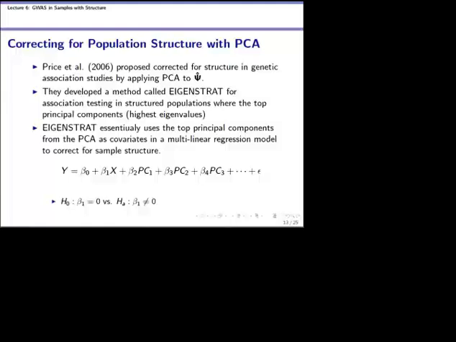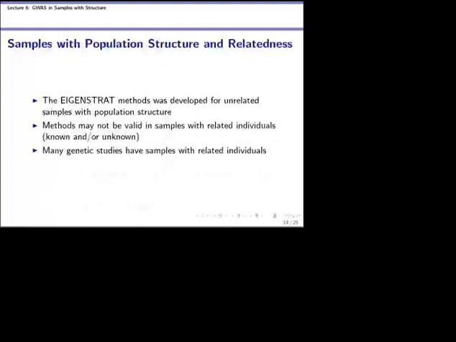Okay. So you're still testing for association with the SNP, but you're including these extra principal components that are reflective of ancestry to control for confounding due to ancestry on your trait. So that's by far the most popular approach. Now, the Eigenstrat method was developed for unrelated samples with population structure. So in samples with related individuals, this approach won't work well. Eigenstrat works well in determining differences in ancestry if individuals are unrelated.